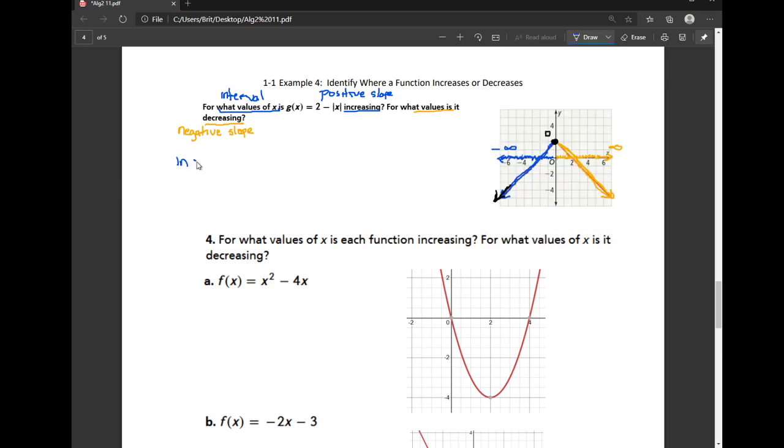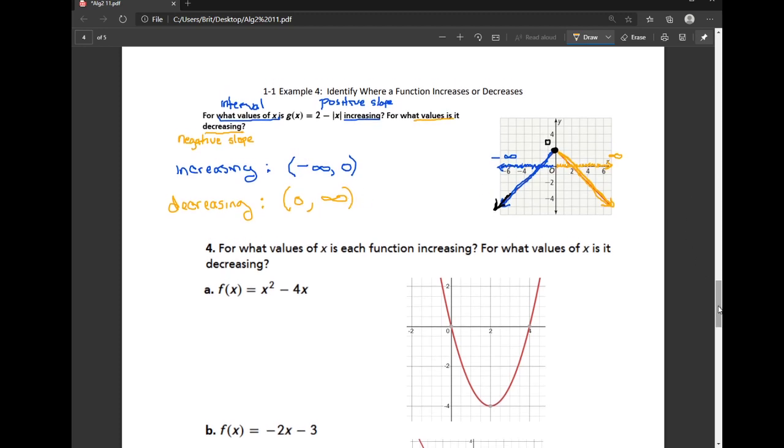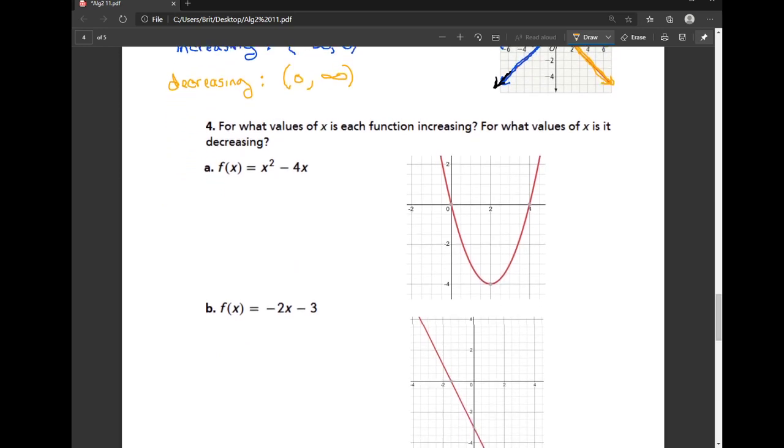So for my increasing interval, I know I go from negative infinity on the left to 0 on the right. You can't ever reach negative infinity, so I'm going to use a curved bracket. And because it's not defined as positive nor negative at 0, you're also going to use a curved bracket at 0. For my decreasing interval, I'm starting at that 0, and it's not inclusive of the 0, just like up here. Then my graph goes all the way to positive infinity. Notice I'm always going from left to right as I'm creating this interval. That's really important as you move into calculus, because if you put it in the other direction, you'll get negative answers for some of your work.